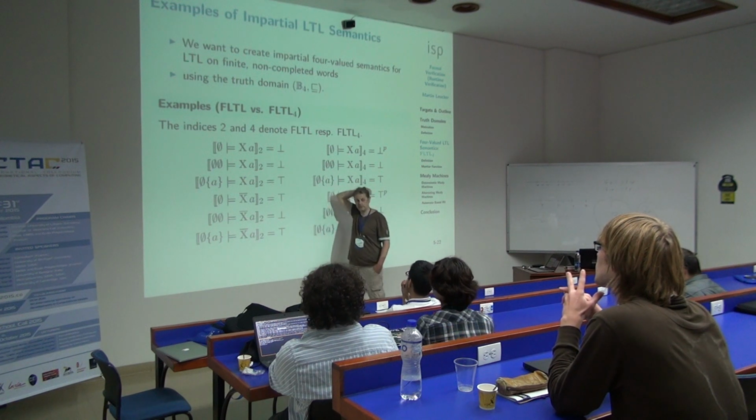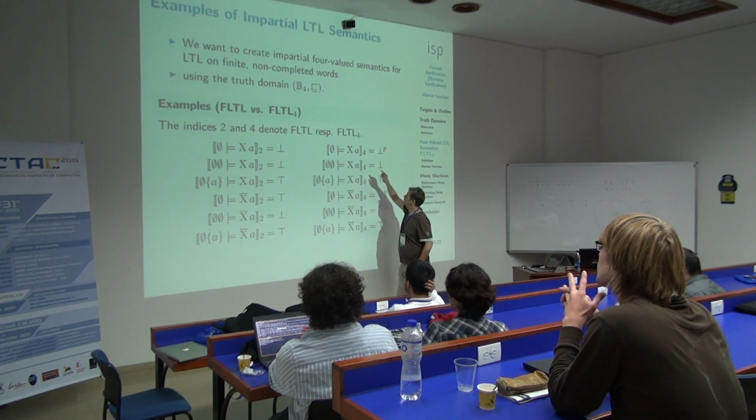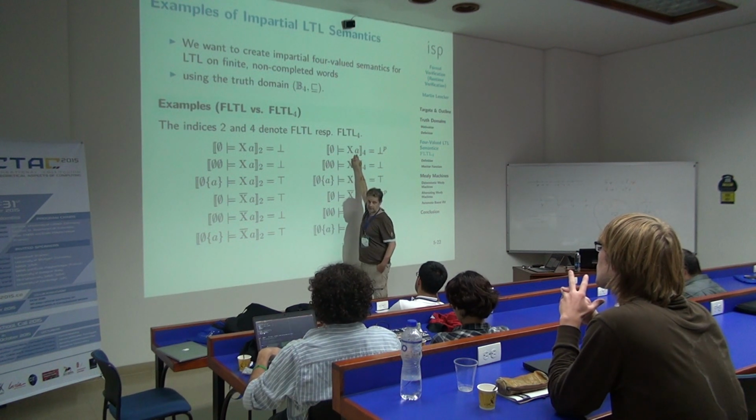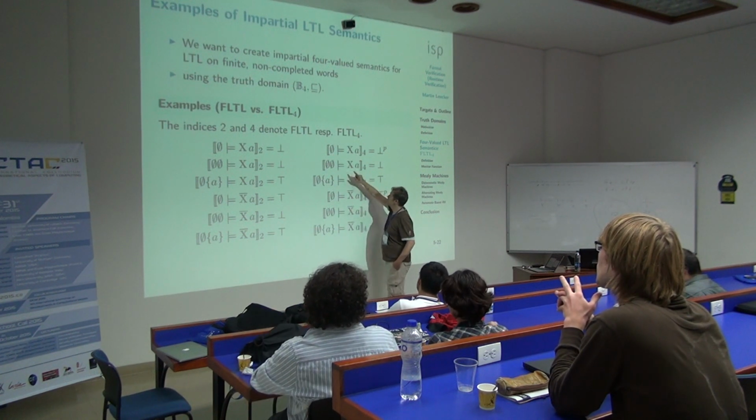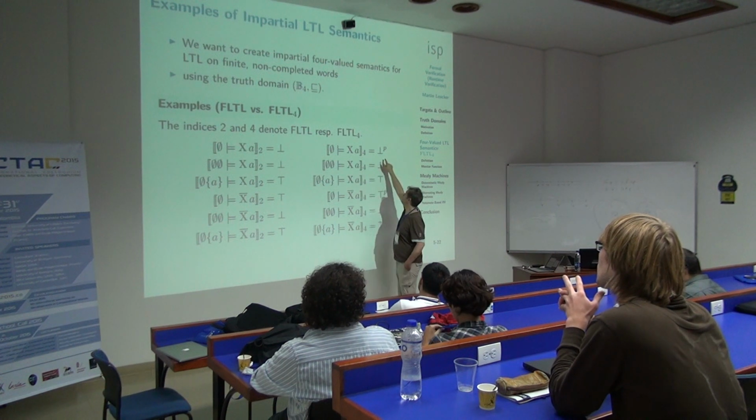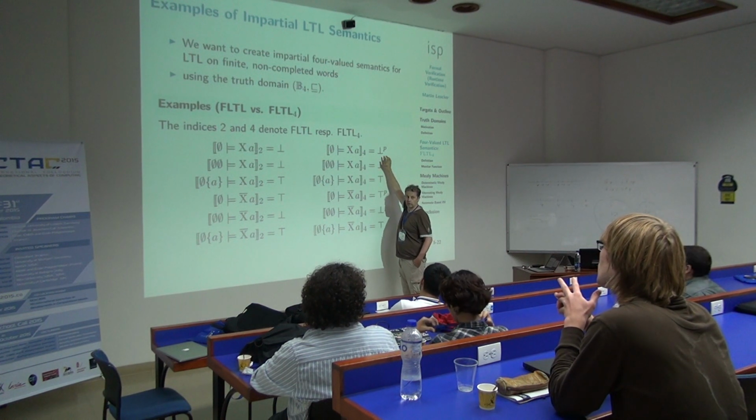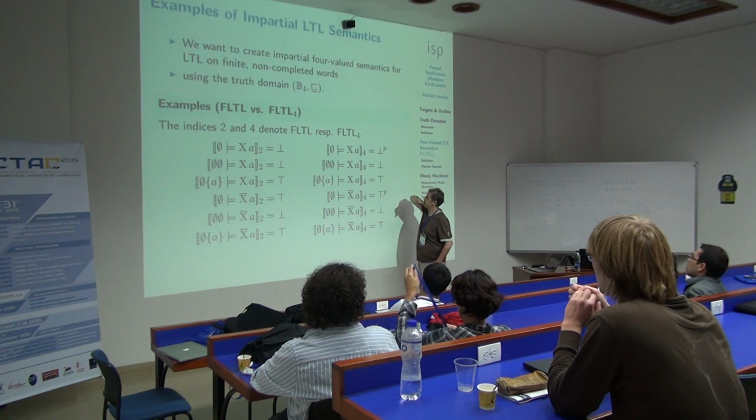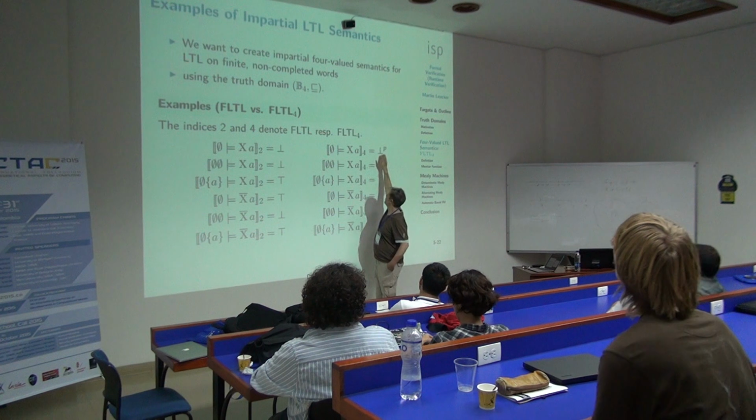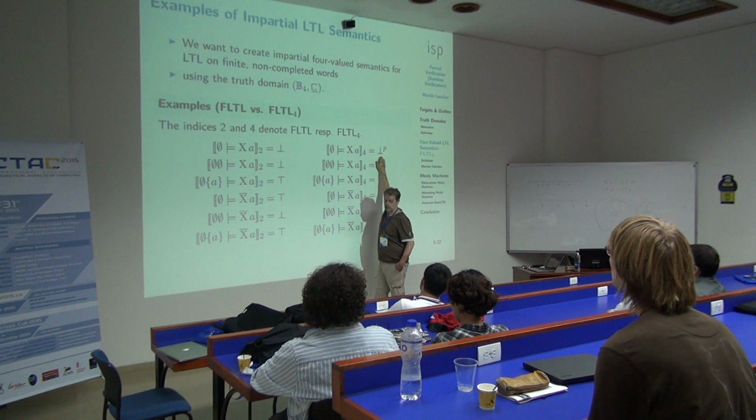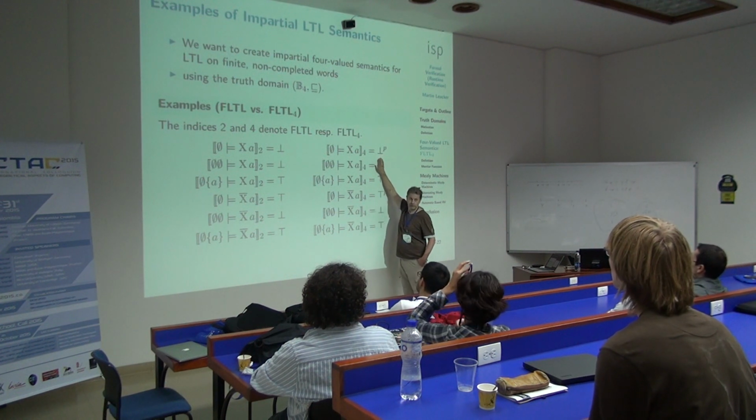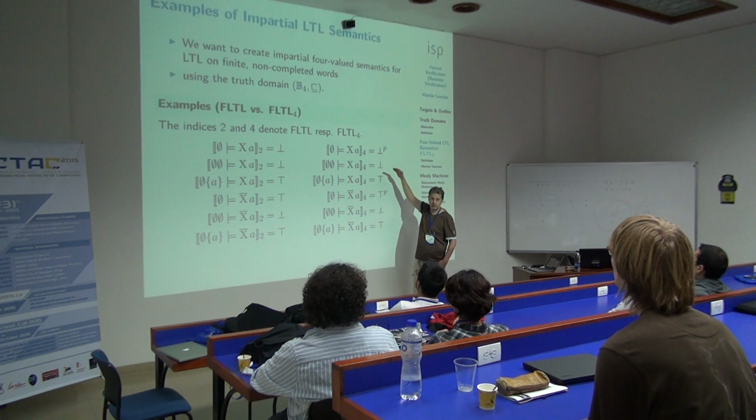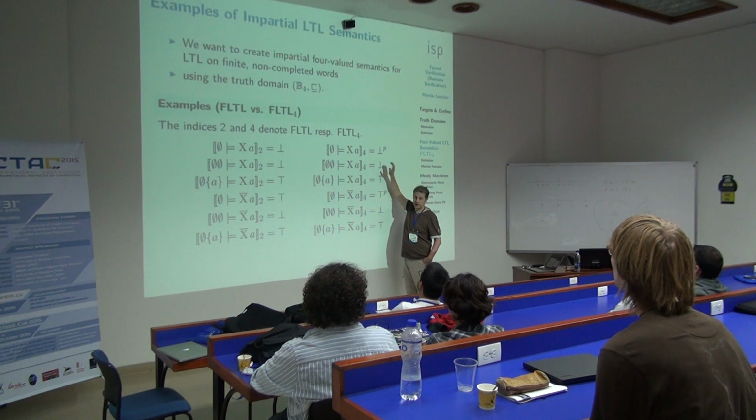Now our aim is easy. In the four-valued setting, we say, well, we cannot really evaluate next A completely, but if we would have to do it, then we would go for false. So we go for presumably false. So we don't go for false. We say, well, if the word would be terminated now, it's false, but it can continue, and then we might change our mind.